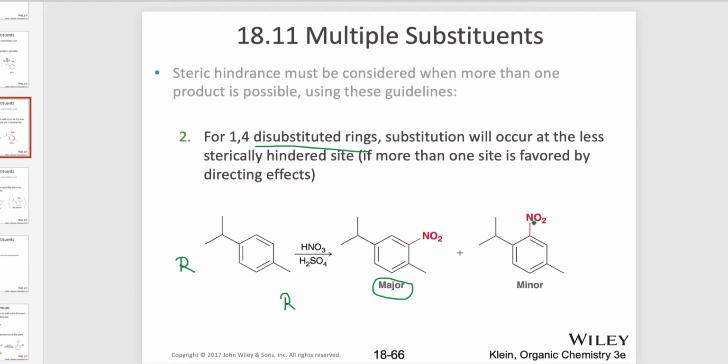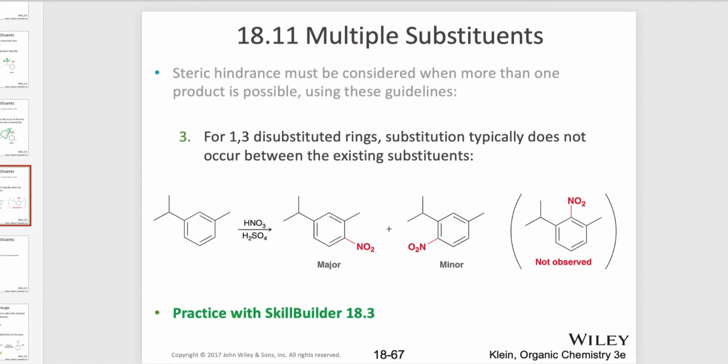Okay. Why? Because again, we have a lot more space occupied by this isopropyl group here. And sometimes you can see this is indicated, so this is bulky, so these groups would run into each other. So that's why this one here is preferred.